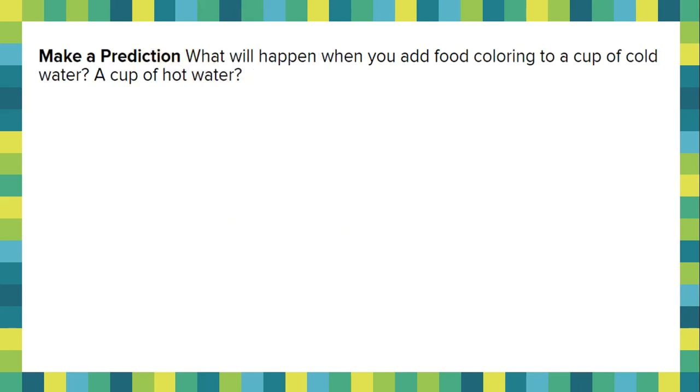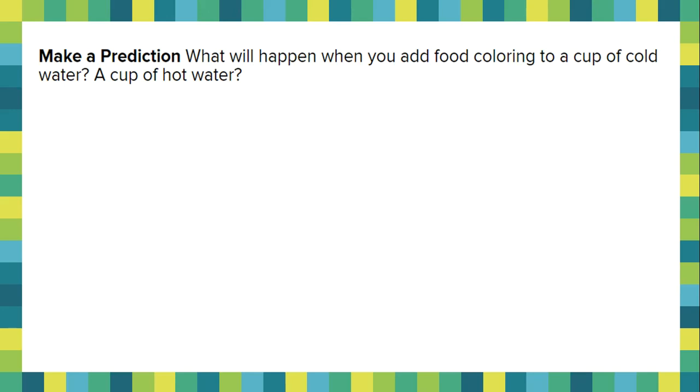So right now you're supposed to make a prediction just before you begin your experiment. And that's the first step that we always take, coming up with a hypothesis. Alright? So what will happen when you add food coloring to a cup of cold water? What will happen to a cup of hot water? Keep in mind what we have learned about thermal energy and how the kinetic energy of its particles is affected. Pause the video and answer this one in your science book on page 64.